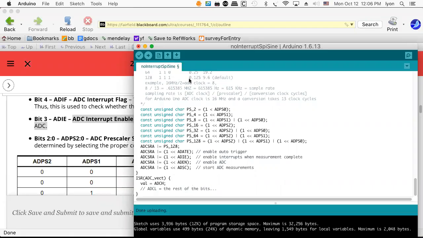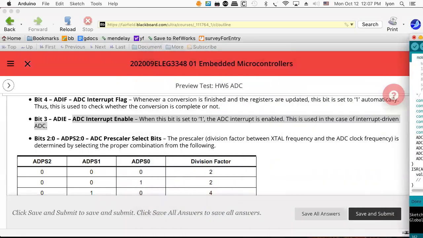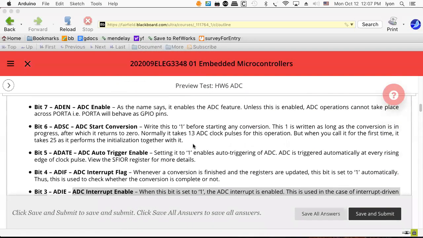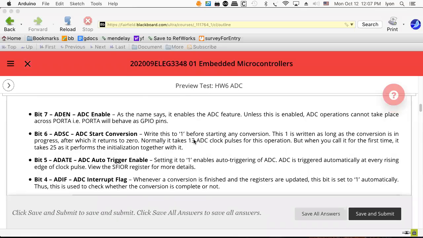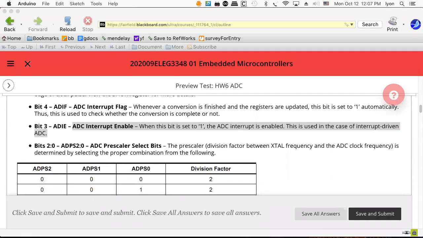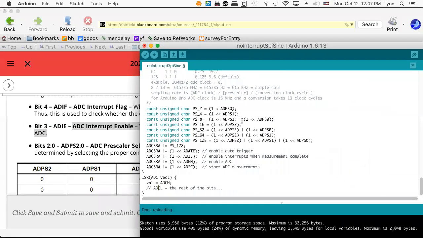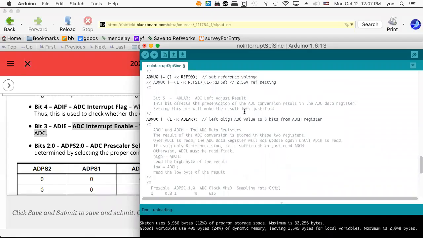The rest of the bits. And if you've got everything left justified, your most significant 8 bits will be in ADCH, and then the most significant 2 bits in ADCL will be the rest of the 10 bits. Because you don't get a 16-bit ADC here. We don't have that. So, as much as you might like to have it, we don't have it, unless you want to add the hardware, which I guess you could do.